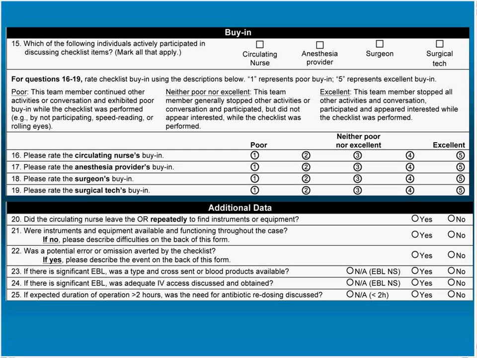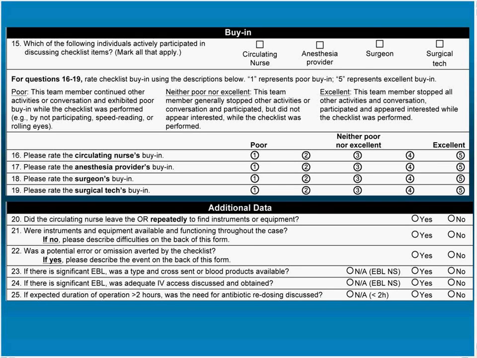Were instruments and equipment available and functioning throughout the case? And if they weren't, we want you to tell yourselves about it on the back of the form. Same kind of thing there. Was a potential error or omission averted by the checklist? And I'm going to show you a report that actually can give all of you a little feedback about what we saw across the state of South Carolina in preliminary results anyway. But I think that's important when it comes to motivating people around the checklist.